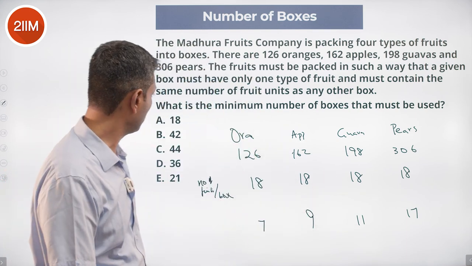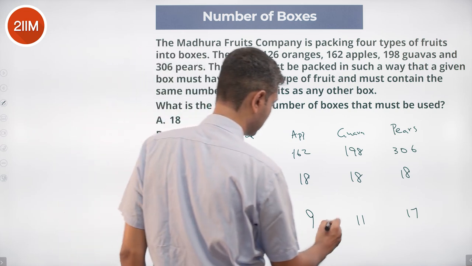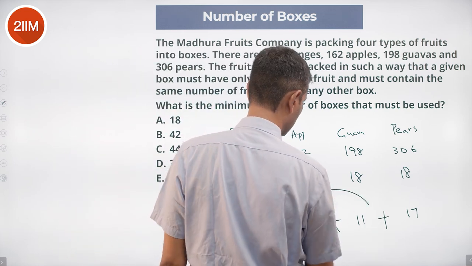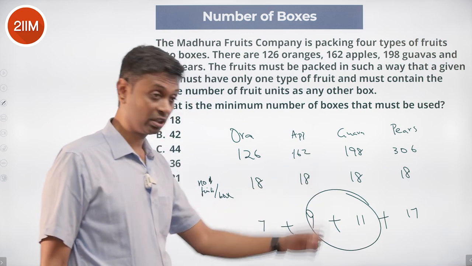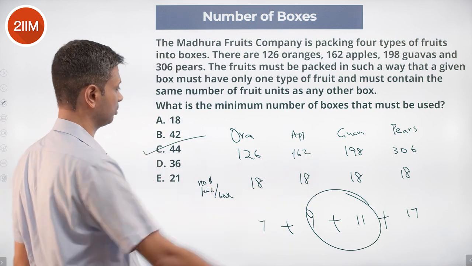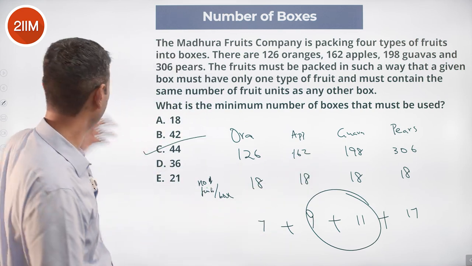So what is the minimum number of boxes? 7 plus 9 plus 11 plus 17. These two add up to 20, 37, 44. Number here. Done. HCF, typical classic template HCF question.